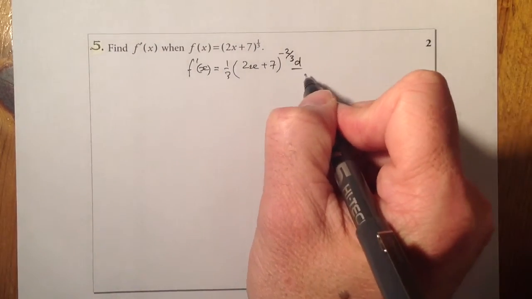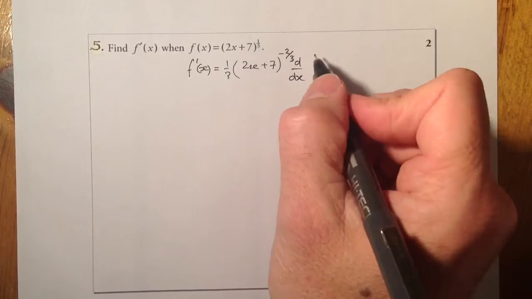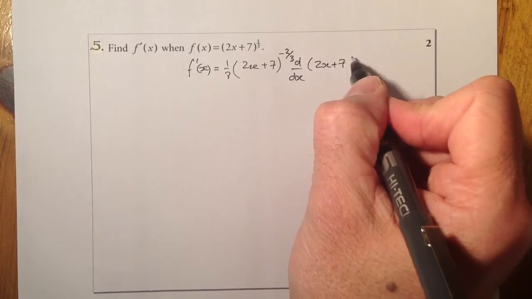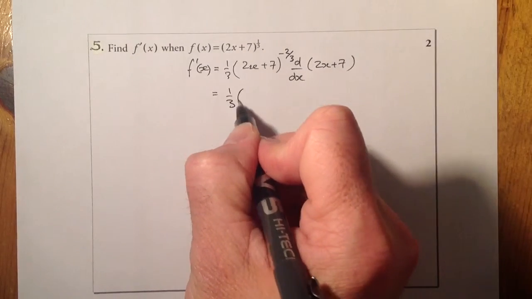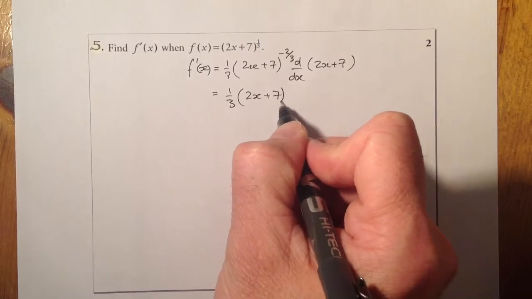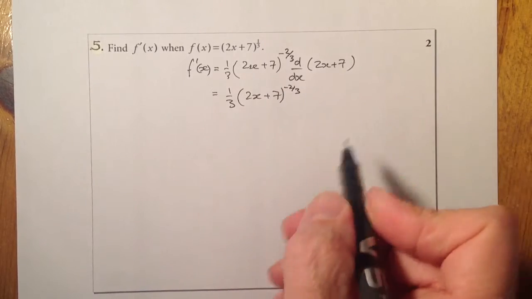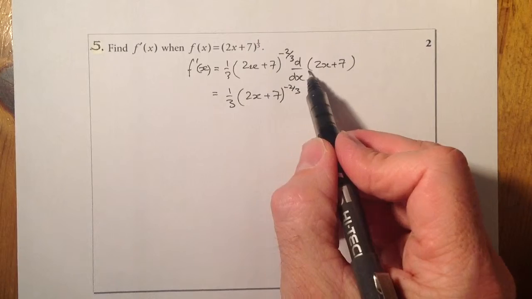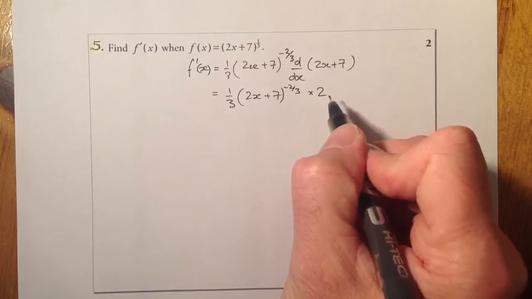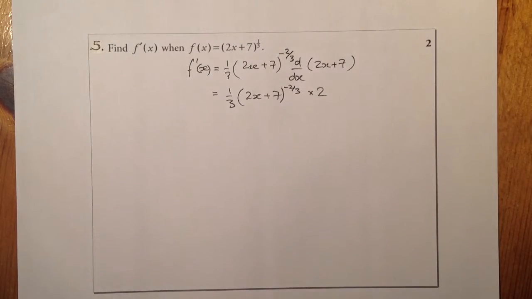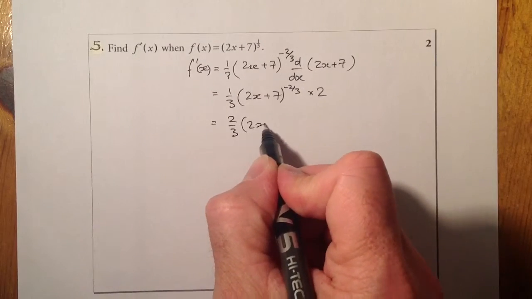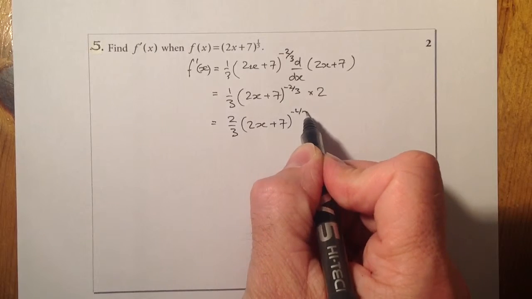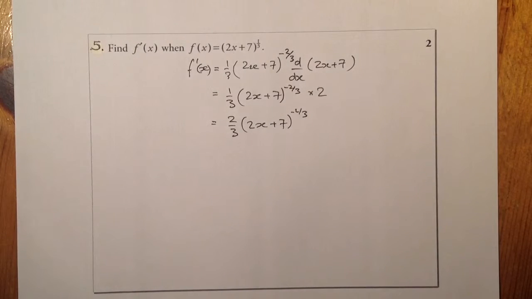But after that, remember, I'm going to have to differentiate the piece that's still in the brackets. So what I have here is a third, 2x plus 7 to the minus 2 upon 3, and when I differentiate the bracket I just get a 2. Gathering this up at the front, I've got 2/3 (2x plus 7) to the minus 2/3. I've not been asked to put it to a positive index, so I can leave it the way it is.